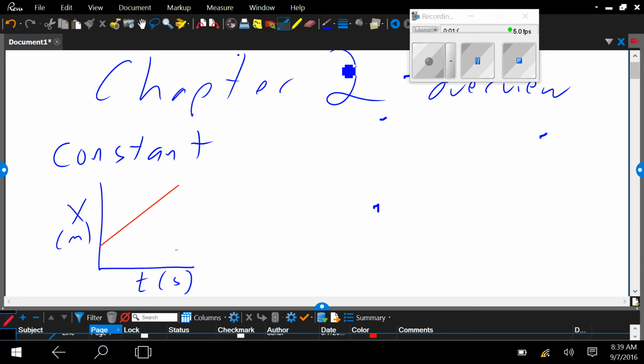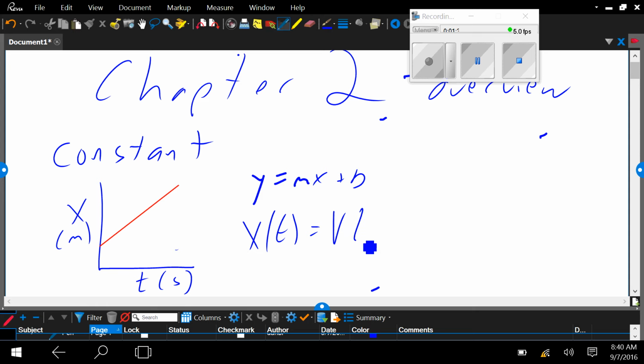And there is a mathematical function for that, right? It'd be y equals mx plus b, good. But instead of using a y and an x here, I am going to plug in the variables off my axes. I'm going to use x and t. So I'm going to say x as a function of time is equal to the slope, which in this case is the velocity. Now, this velocity is an average velocity. It's a constant velocity because the slope is the same everywhere, plus x i.